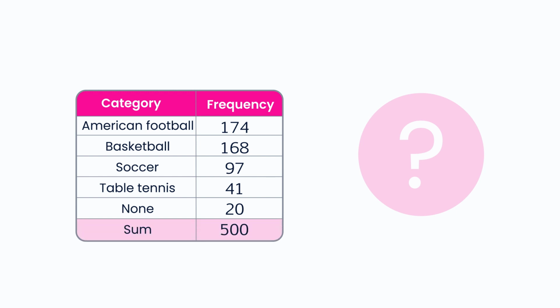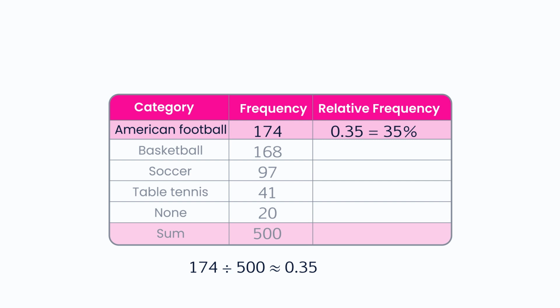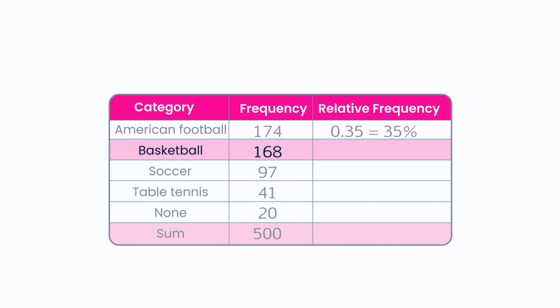Let's add a row with the sum of all of the frequencies at the bottom of the table. In this case, the sum of all the frequencies is 500, as expected, since we asked 500 students. Next, add a column for the relative frequencies on the right-hand side. For American football, the relative frequency equals 174 divided by 500, which is approximately 0.35 or 35%. For basketball, the relative frequency equals 168 divided by 500, which is approximately 0.34 or 34%.